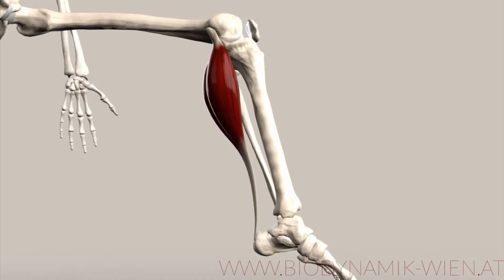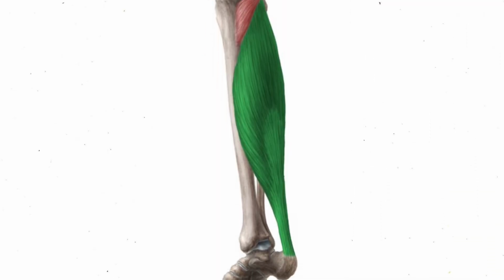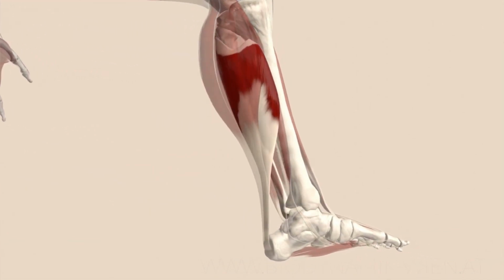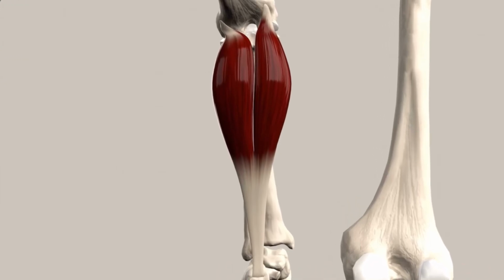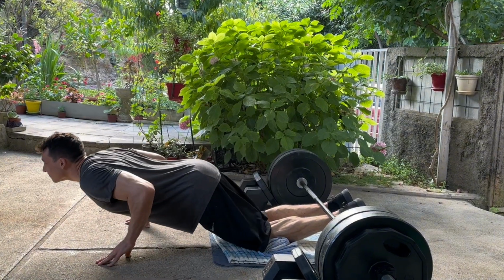And finally, calves. We have two calf muscles, gastrocnemius and soleus. Their muscle fibers meet together to form the thickest tendon in the human body and insert into the heel. Gastrocnemius is the one that crosses the knee joint, which is why you can often feel it working when you're doing leg curls.